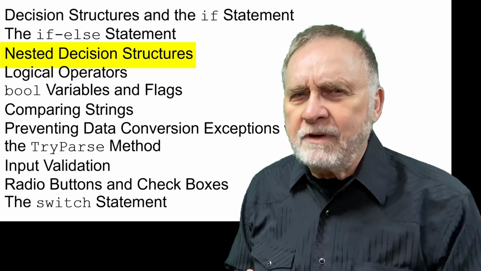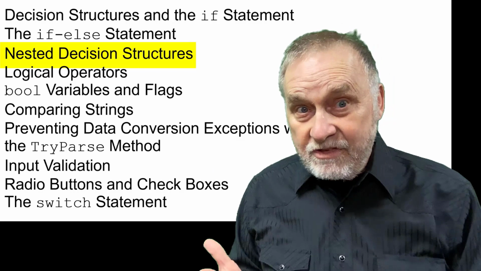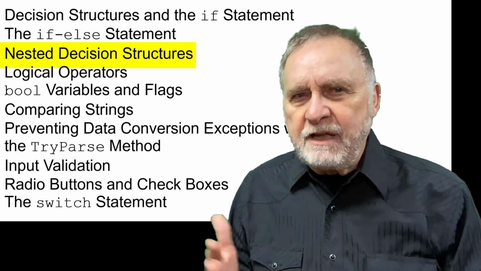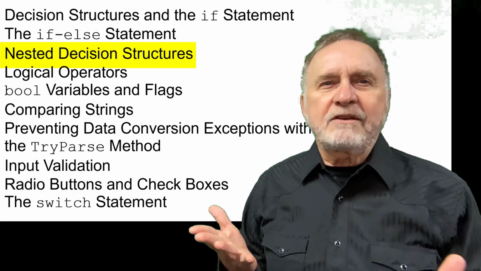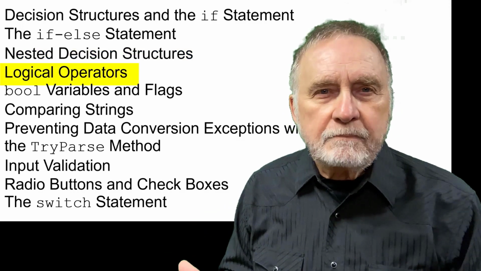Nested structures. What the heck is that? Basically, you can have a decision within a decision. For example, if female and if age greater than 30, do something. First you're checking the sex, then you're checking the age before you take any action.